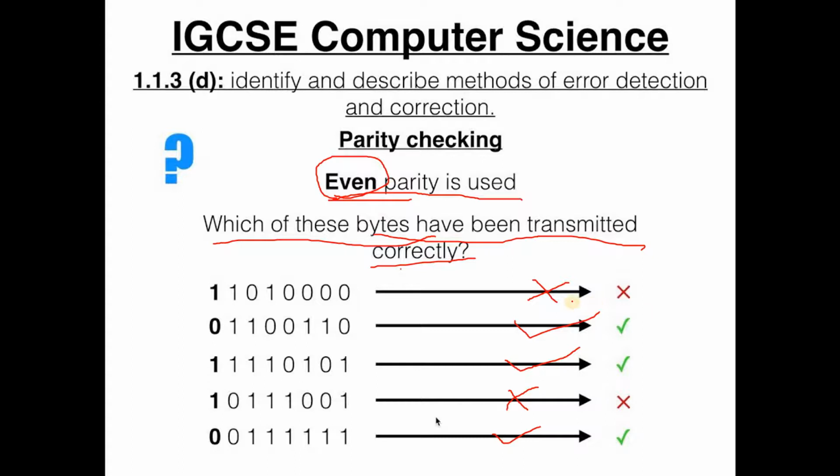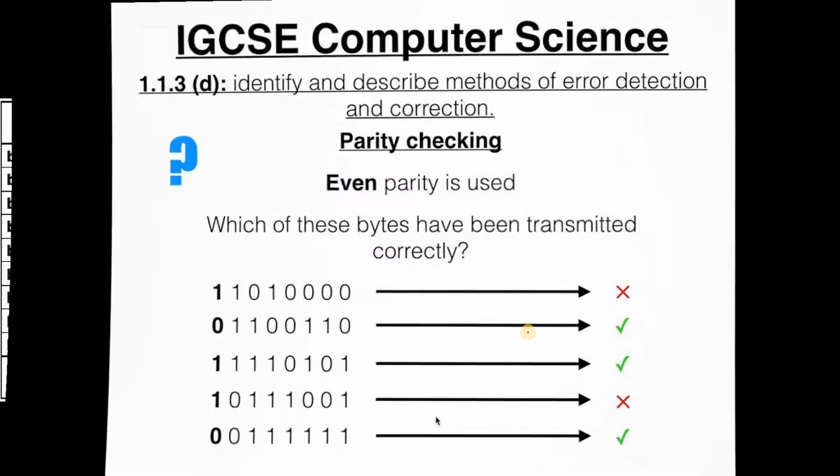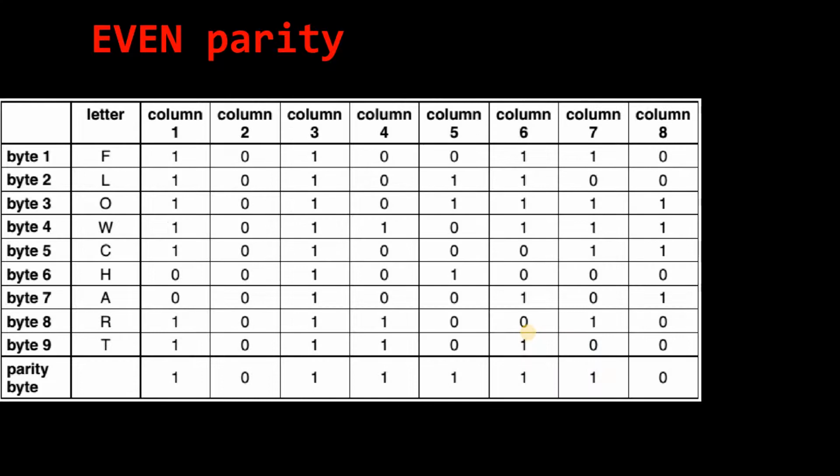Yes, it's correct, right? So first one is incorrect transmission. Second one is correct, correct, incorrect, correct. We did that. You understand? Yes. Okay, another example.